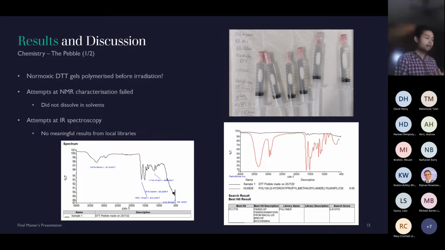And the problem with IR is that you can't use it by itself. It's used as a confirmation tool to confirm the functional groups that you have, but you can't really use it by itself to deduce its structure or its chemical makeup.